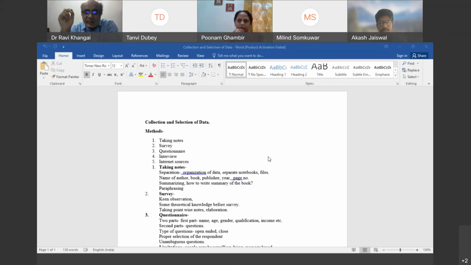Then paraphrasing. What is the meaning of paraphrasing? Paraphrasing means that what the author has said in his book, you are not producing exactly as it is.